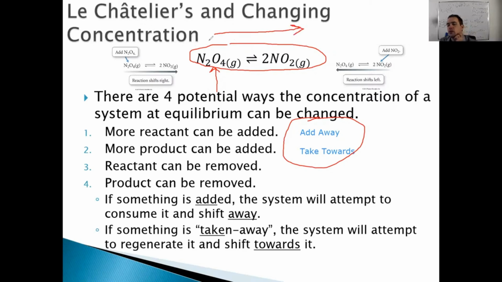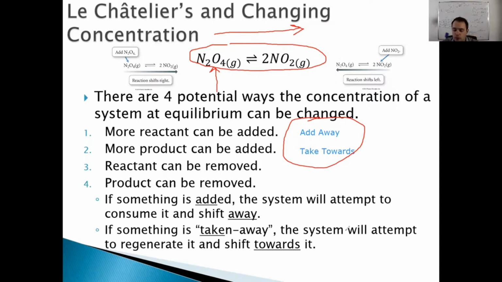So since N2O4 is a reactant, in order to consume that N2O4, the reaction will go away to the right and you will make more product. So adding more of a reactant shifts the equilibrium towards the product side. The reason for that is LeChatelier's principle is essentially saying that the reaction is going to try and undo what you just did. This reaction was at equilibrium, and now you jacked it up. And now if I add reactant, it's going to try and use it up and turn it into product so it can get back to equilibrium.